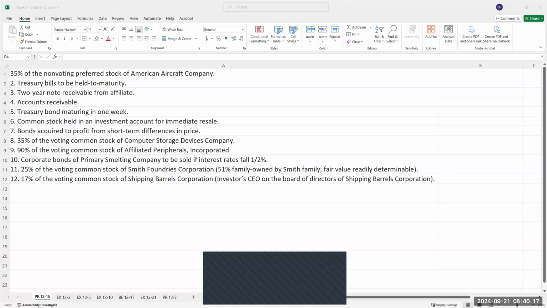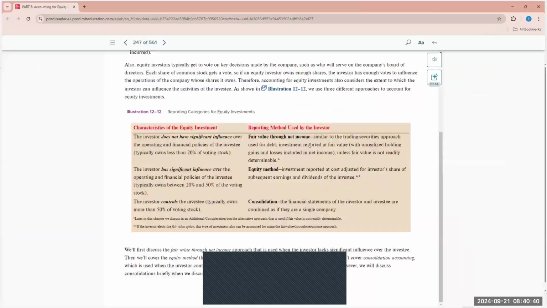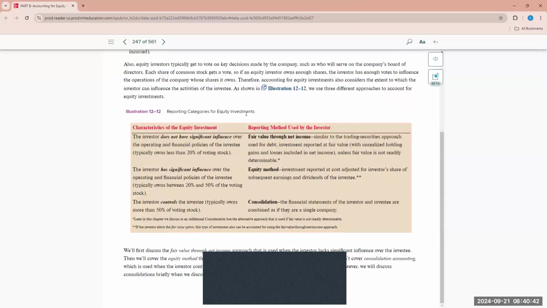So again, one of the key things to keep in mind: we know first and foremost that we are dealing with equity. How do we know? Because we are dealing with stock. So when we are dealing with equity, one of the key things is we need to ask ourselves, is there significant influence? There are characteristics of the equity investment that we need to keep in mind. And just to give you some quick background, here is how we determine. So these are the reporting categories for equity investments.